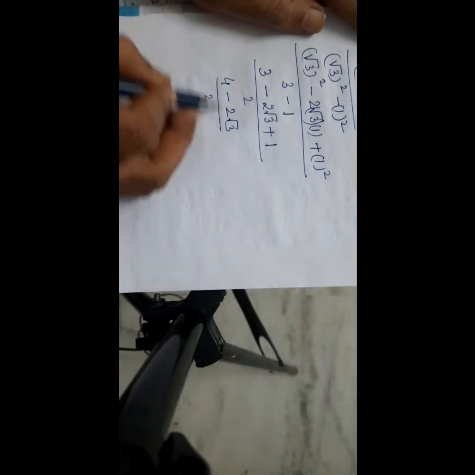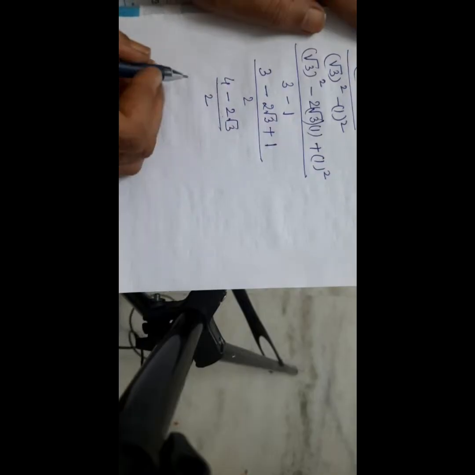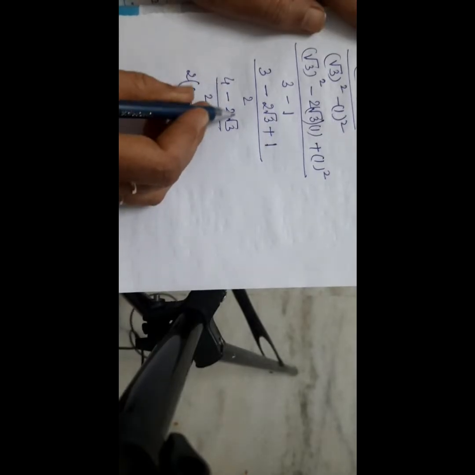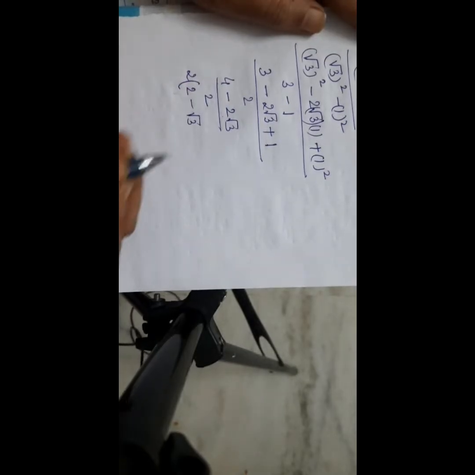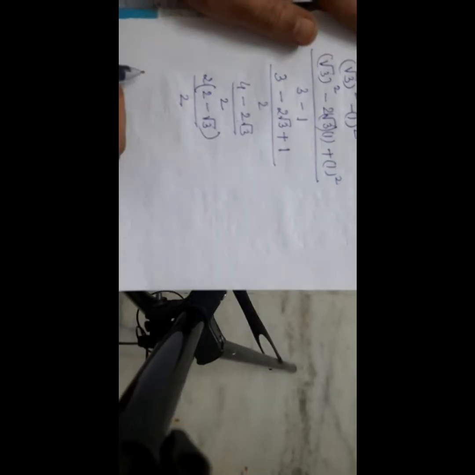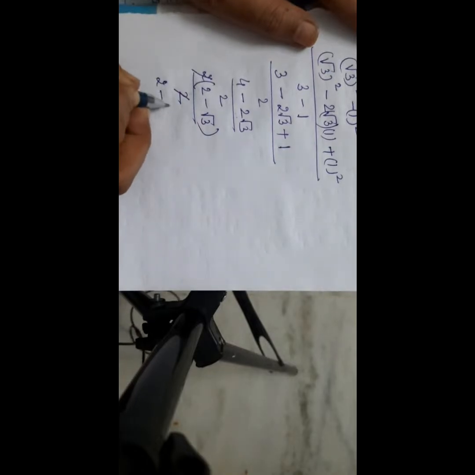Now finally you can see that both the numbers can be divided by 2. So we can take 2 as common. If I take 2 as common, 2 into 4 and this 2 I have taken common. So only root 3 will be there. Whole divided by 2. Now both 2 will get cancelled. The final answer is 2 minus root 3. Is it clear?